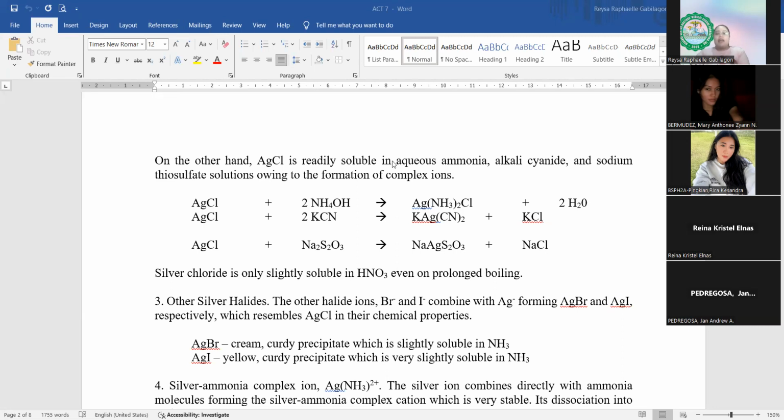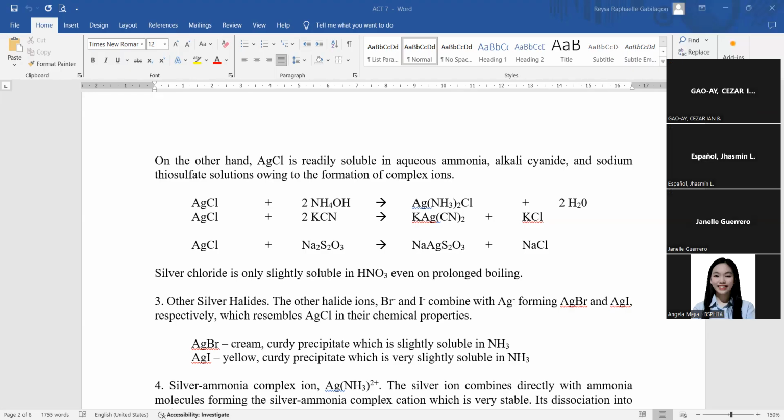Meanwhile, the silver chloride formed in our experiment is readily soluble in aqueous ammonia, alkali cyanide, and sodium thiosulfate. It forms complexes with these reagents and becomes soluble. So for our experiment, 2-2B, solubility in ammonium hydroxide, which is aqueous ammonia, the answer should be soluble.